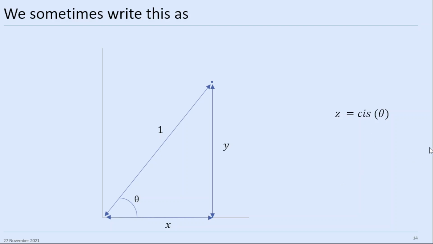And sometimes we write this as cis theta, and we think of cis as an operator that acts on theta to give us a complex number. So given any angle theta, we can apply the cis operator and get a complex number, in this case with magnitude 1.